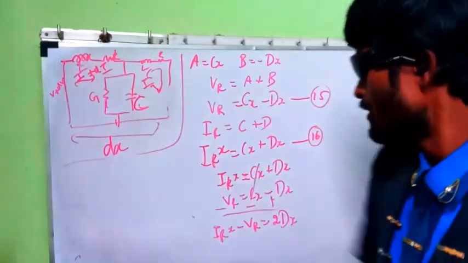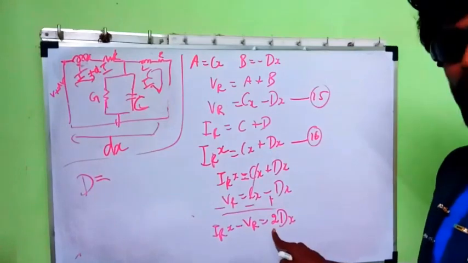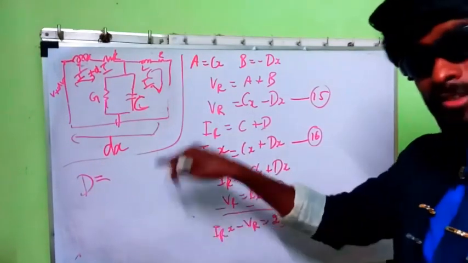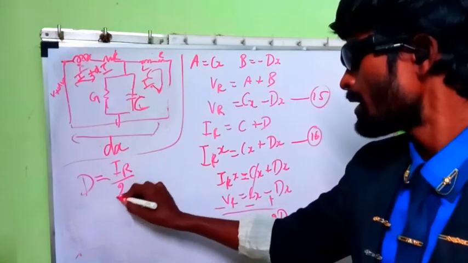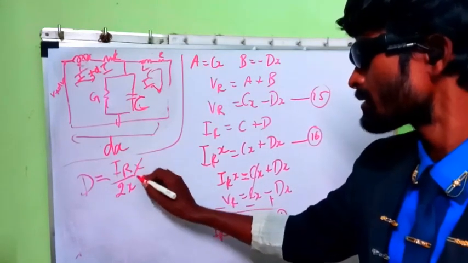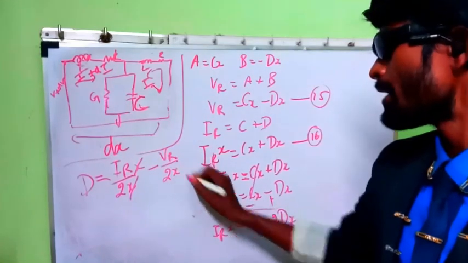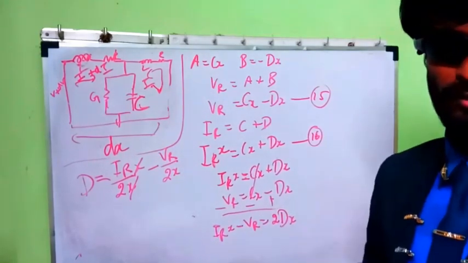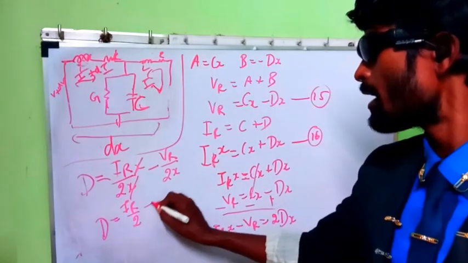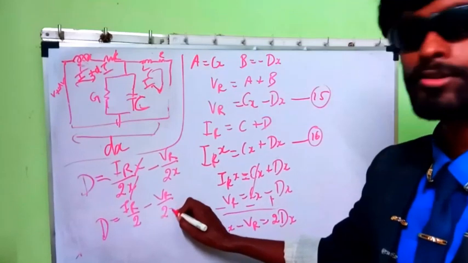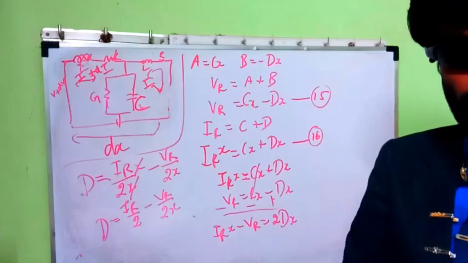What is going to be d? d is equal to, you take the 2 as well as the x to the opposite side, the denominator. So IR divided by 2x, already x is available, right? This gets cancelled. And minus VR divided by 2x. You got the point, right? So d is equal to IR by 2x minus VR by 2x. This is about d as well as c. You all know, right?